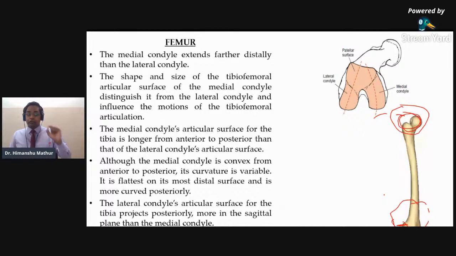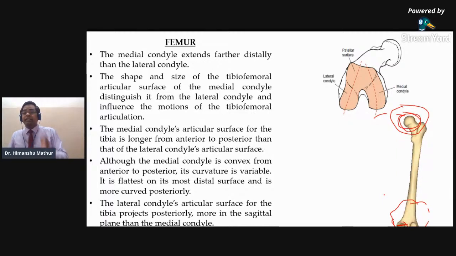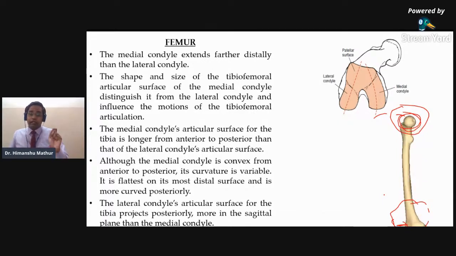Now, if you have a greater amount of pressure at a particular condyle or in a particular compartment, you would develop early degenerative changes. And what do we call early degenerative changes? Osteoarthritis.